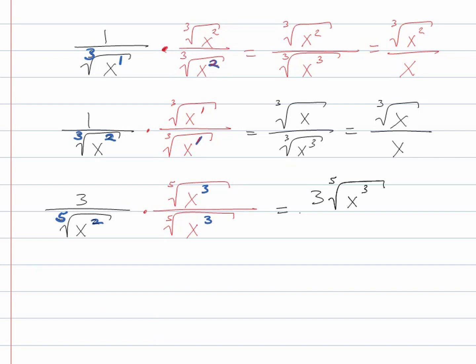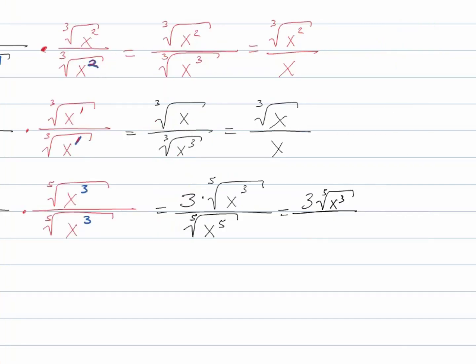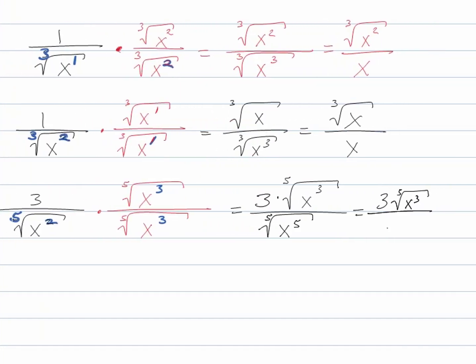So that's going to stay the same. It's kind of weird. But here on the bottom, I have the 5th root of x to the 5th, which is going to be the 5th root of, there we go, the 5th root of x to the 5th, which is just x. Okay? So that's the general strategy you're going to follow.